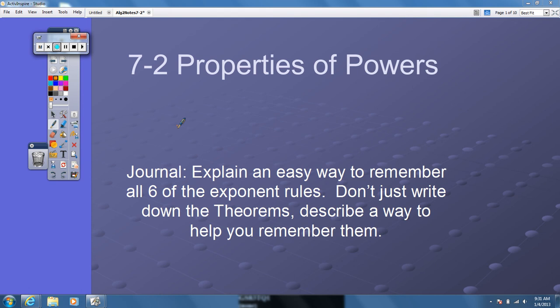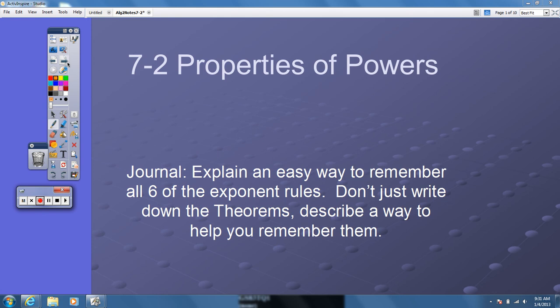Alright guys, this is section 7.2 and this is on properties of powers, also known as exponent laws. So I think this will be an easy section, lots of algebra today, and one that you will enjoy. There's a journal selection for you in case that floats your fancy.